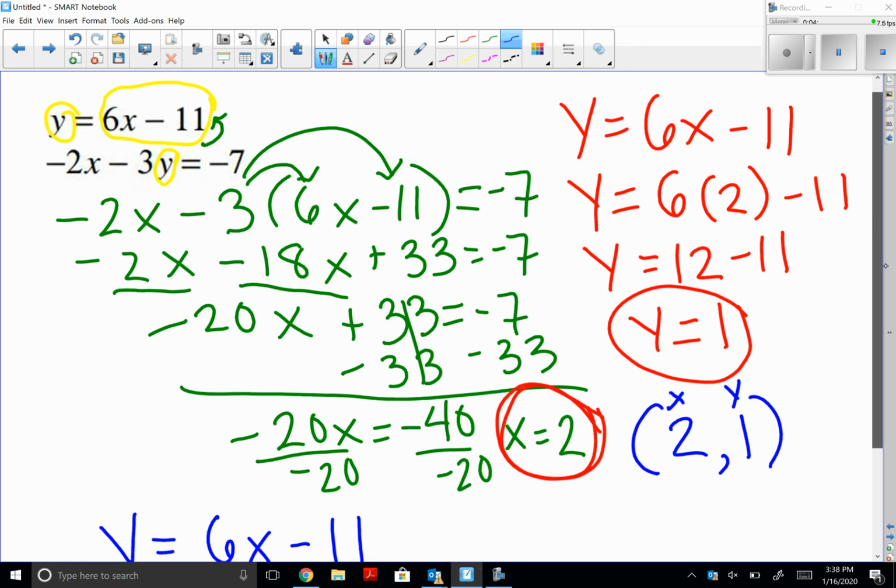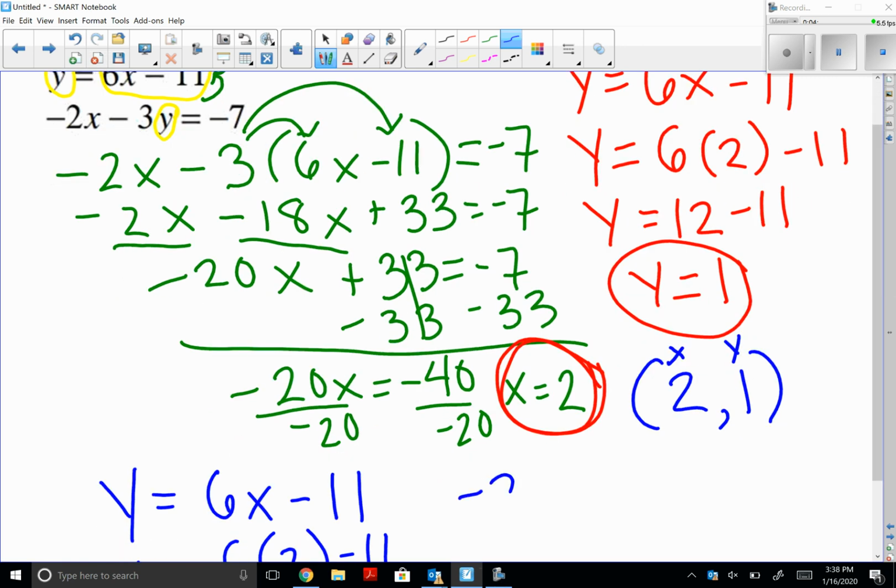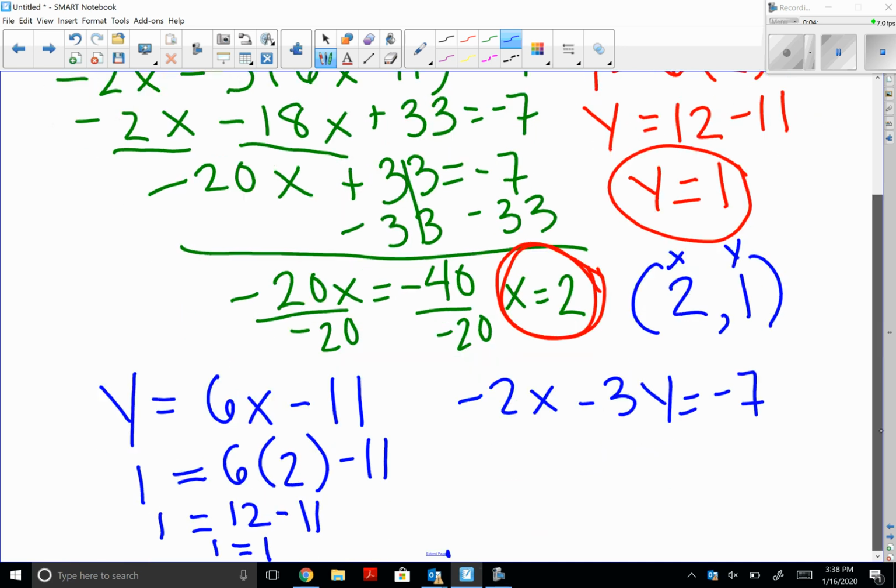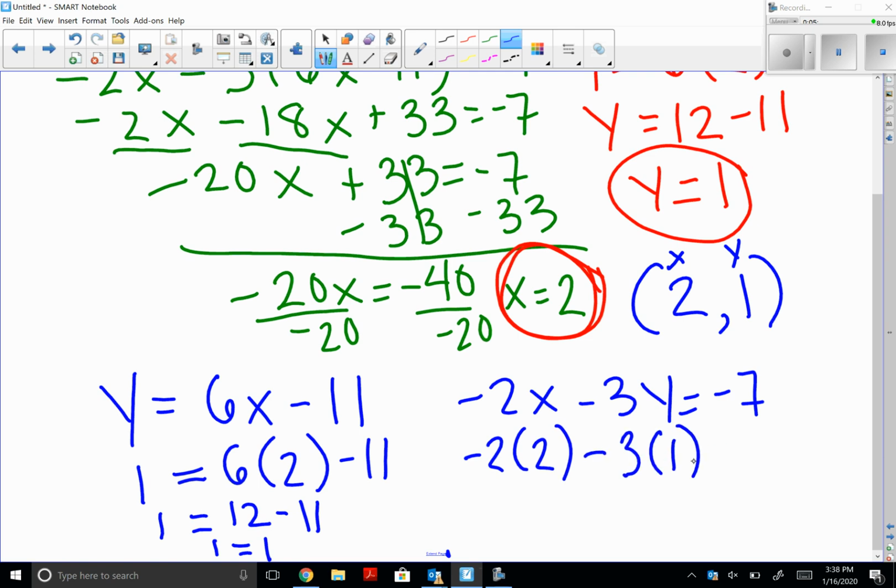Now I need to verify it with the second equation, which I'm looking back up here. Negative 2x minus 3y equals negative 7. So once again, I'm going to replace the x with the 2 from the point that I got. I'm going to replace the y with 1. And now I'm going to check to make sure the left side of the equation equals the right side.